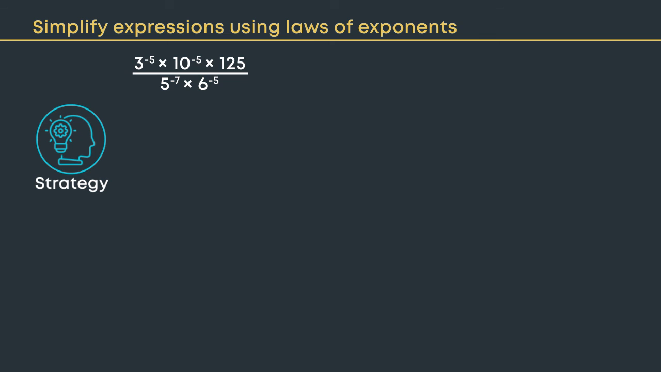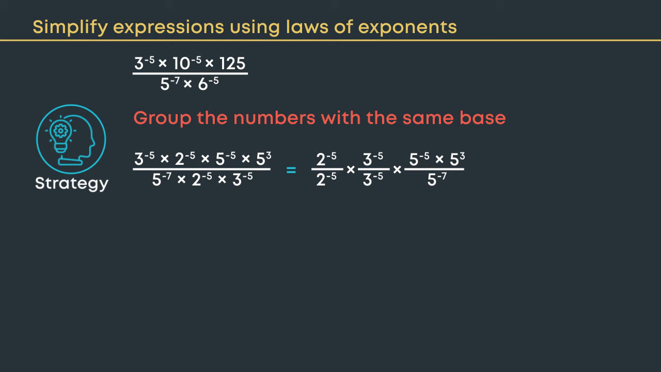The next step is to group the numbers with the same base. On grouping, we get 2 to the power of minus 5 by 2 to the power of minus 5 into 3 to the power of minus 5 by 3 to the power of minus 5 into 5 to the power of minus 5 into 5 to the power of 3 by 5 to the power of minus 7.